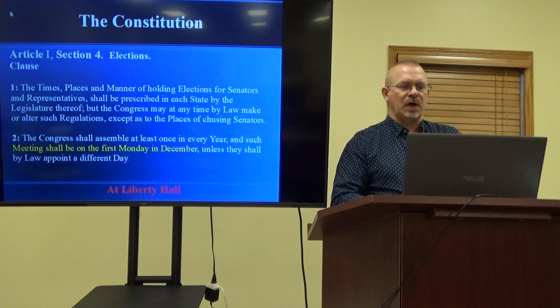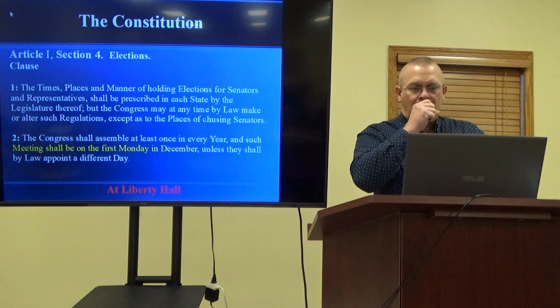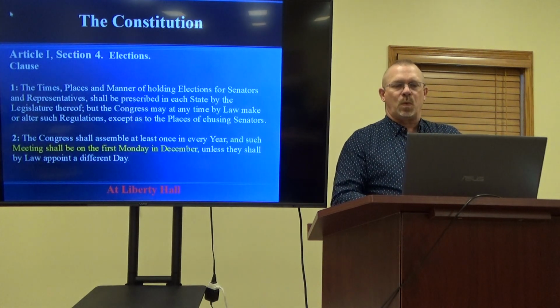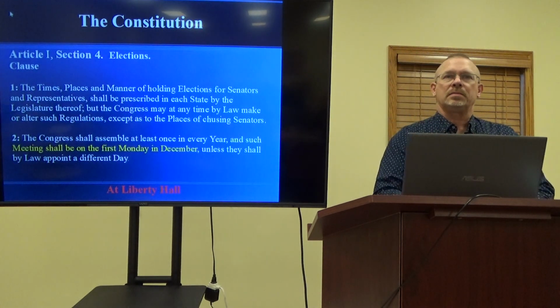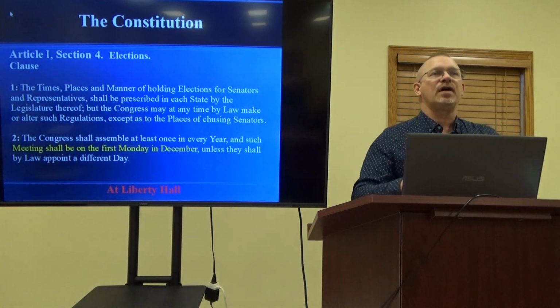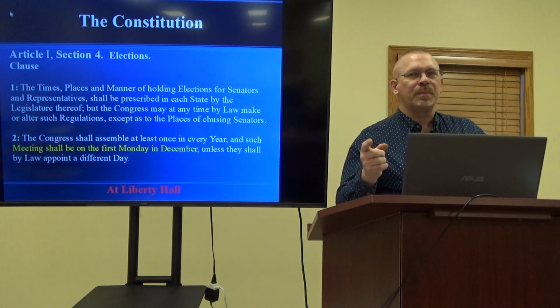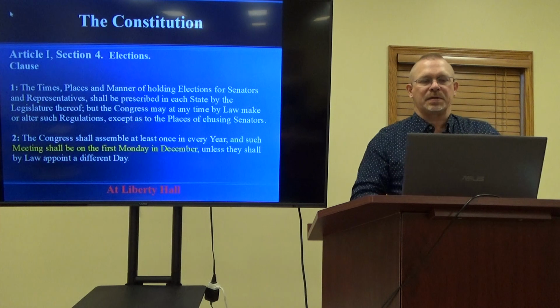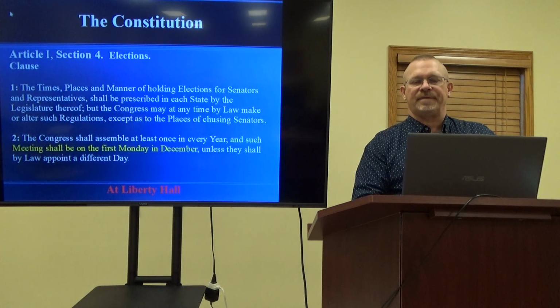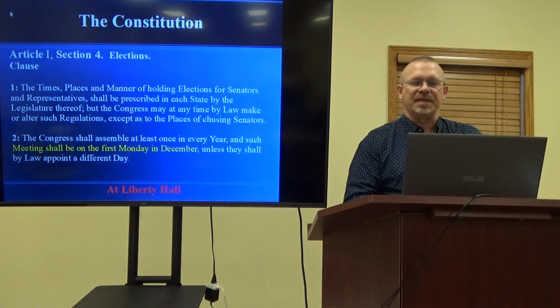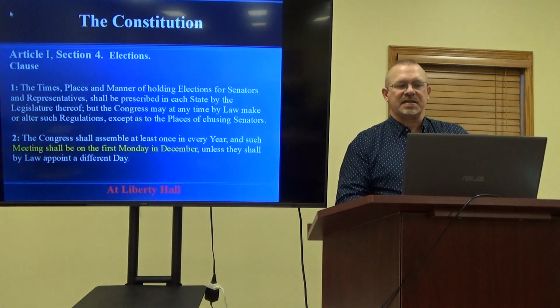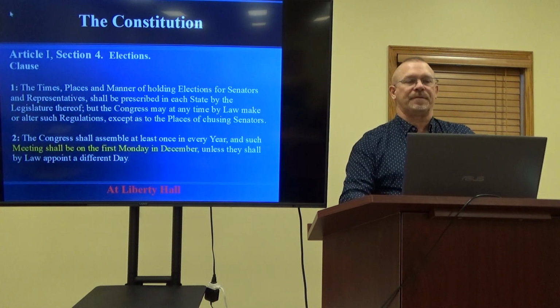Article 1, Section 4, Clause 2, the Congress shall assemble at least once in every year. 1861, they'd gone over that year. They broke the Constitution. So the Congress shall assemble at least once in every year, and such meeting shall be on the first Monday in December, unless they shall by law appoint a different day.